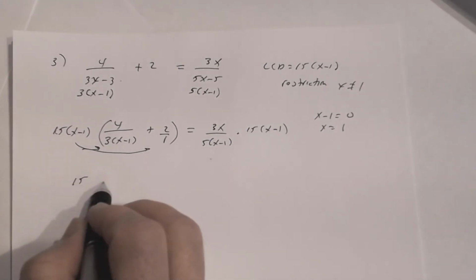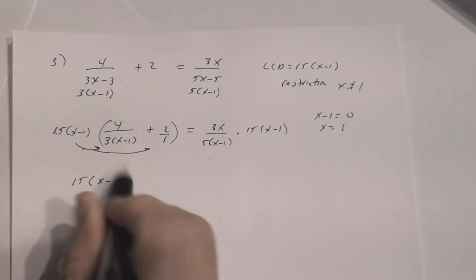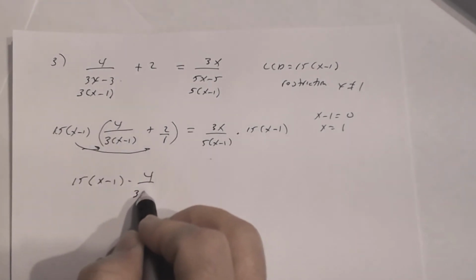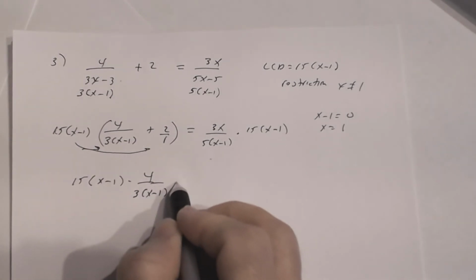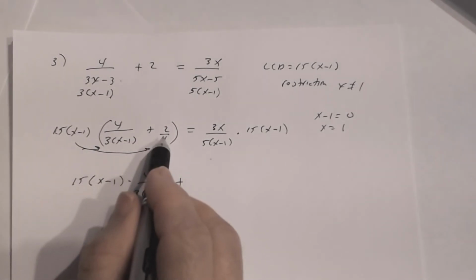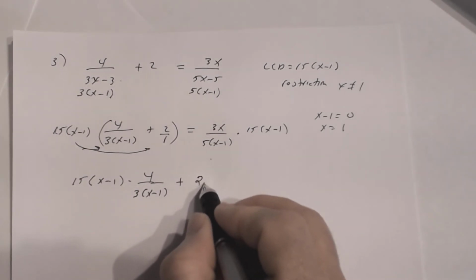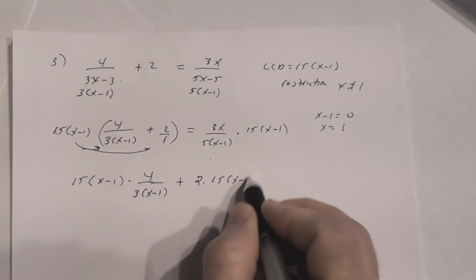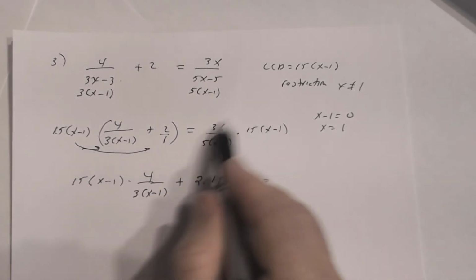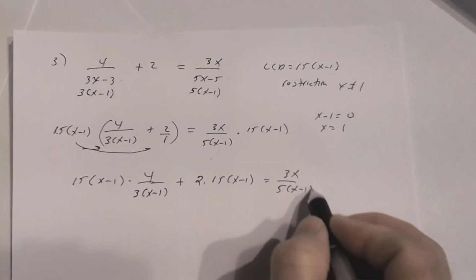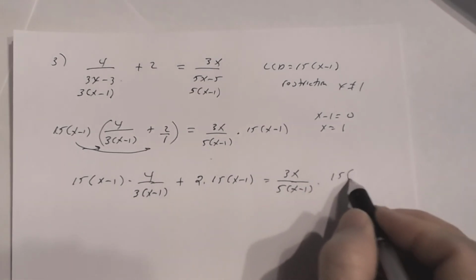But when you say it, say the LCD, which is 15 times x minus 1, times that first rational expression, 4 divided by 3 times x minus 1, plus the LCD times the second fraction. And I'm going to go ahead and write it as 2 times 15 times x minus 1 equal, and I'm just going to rewrite this over, 3x divided by 5 times x minus 1, times the LCD.